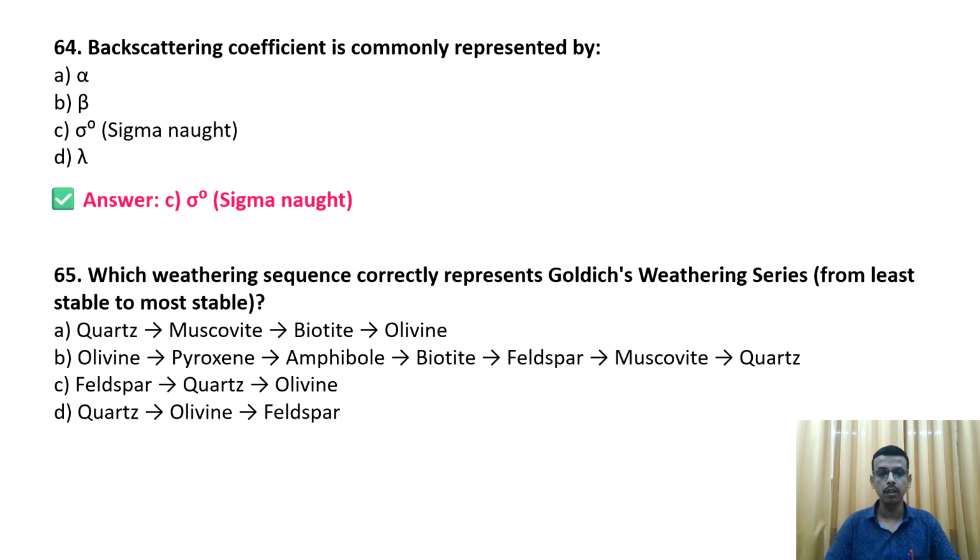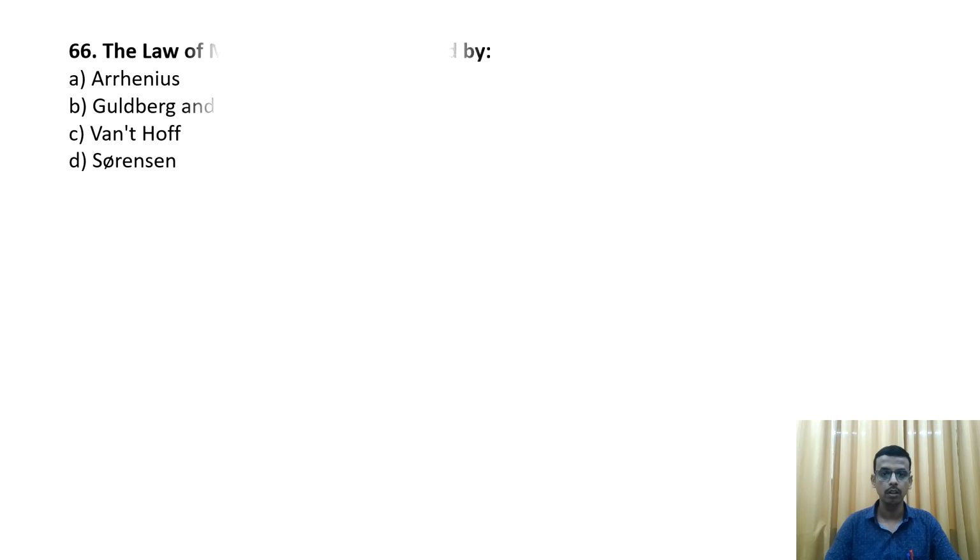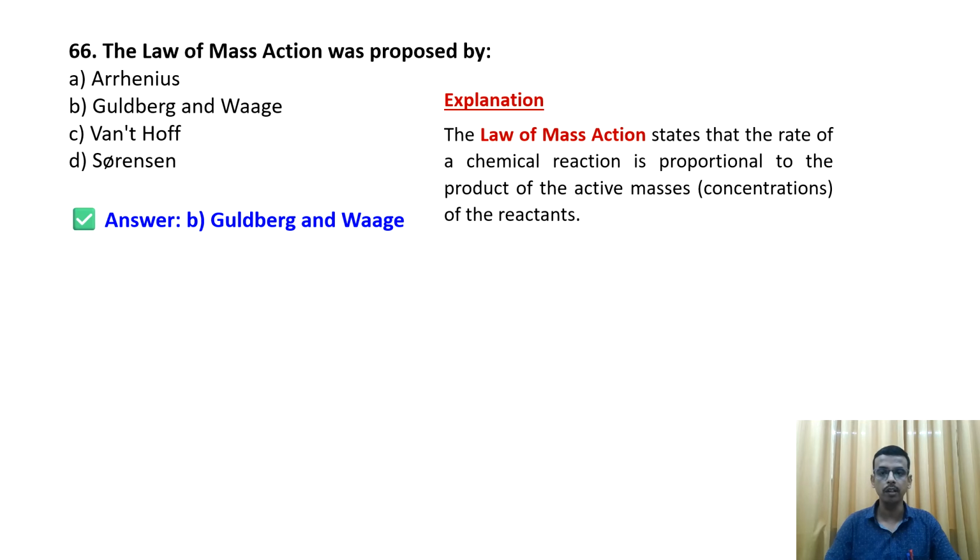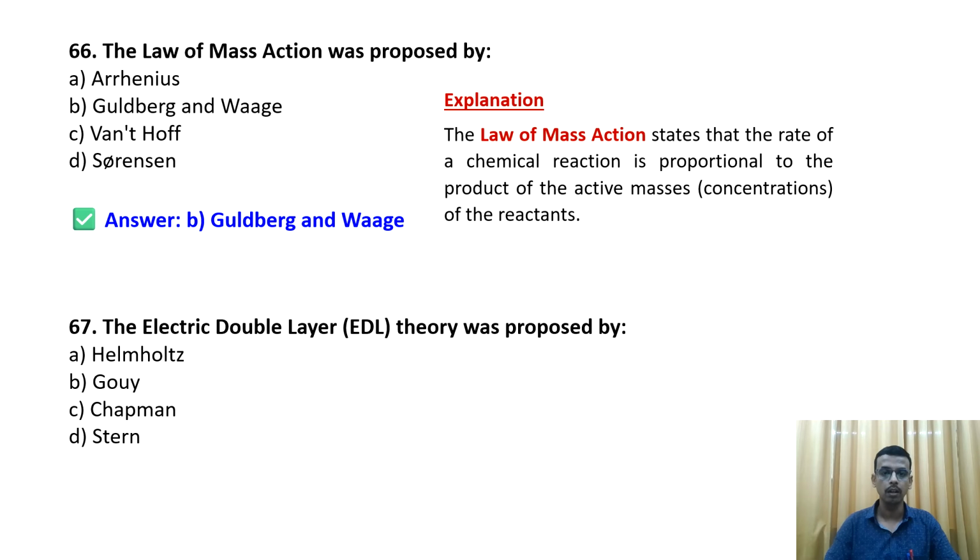Which weathering sequence is correct? Goldich weathering series. It is also known as Goldich stability series. Okay, already I told, olivine is least resistant, and quartz is highly resistant. The law of mass action given by Guldberg and Waage. What is the law of mass action? That states the rate of a chemical reaction is proportional to the product of the active masses, means concentration of the reactants. This is the law of mass action given by Guldberg and Waage.